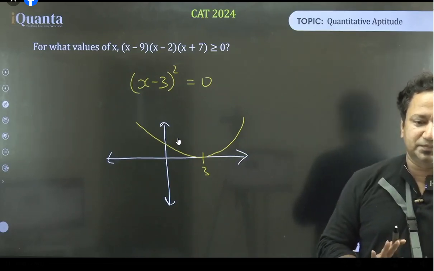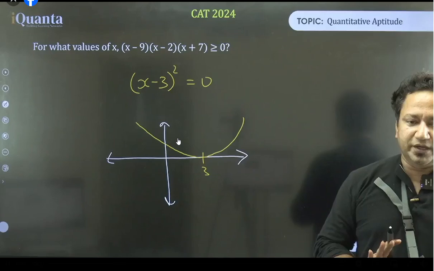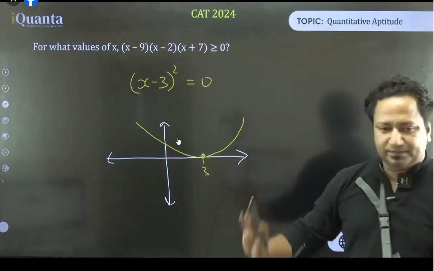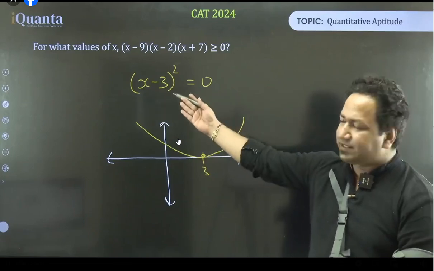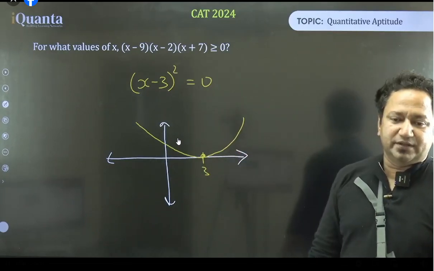समझ में आ गया? अब ये कभी भी जिंदगी में दिक्कत नहीं होगी. It can be 0, but cannot be positive. Right? The roots are equal. x minus 3, it's 3, 3, real and equal.